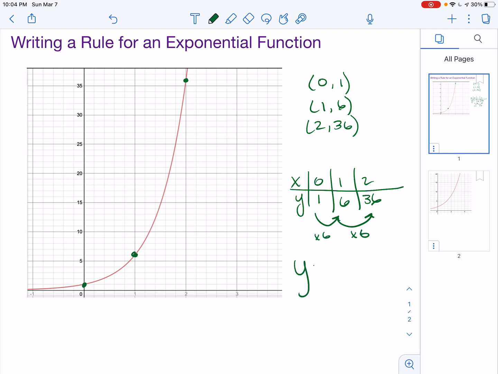So my function rule is always y equals a times b to the x. My b value is whatever I am multiplying each value by here. That's going to be my b. And then my a value is going to come from what y is when x is 0. So based on that, I would have y equals 1 times 6 to the x, or just y equals 6 to the x. All right, let's take a look at another example.